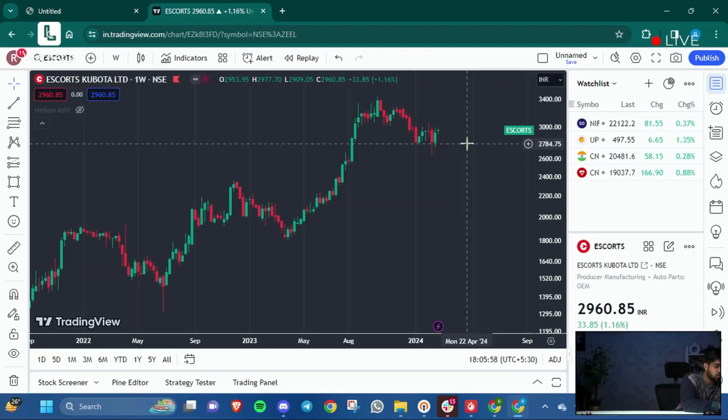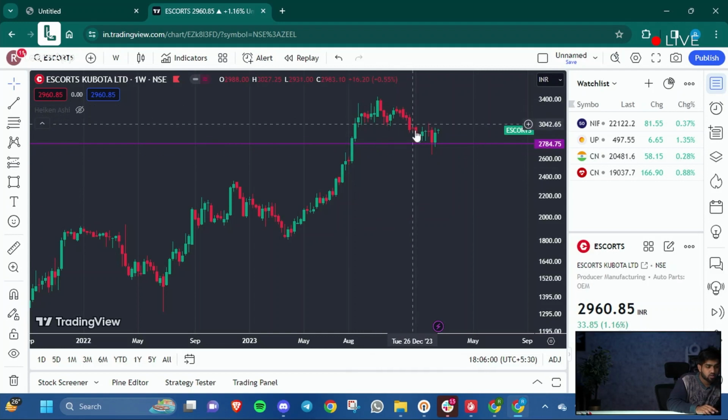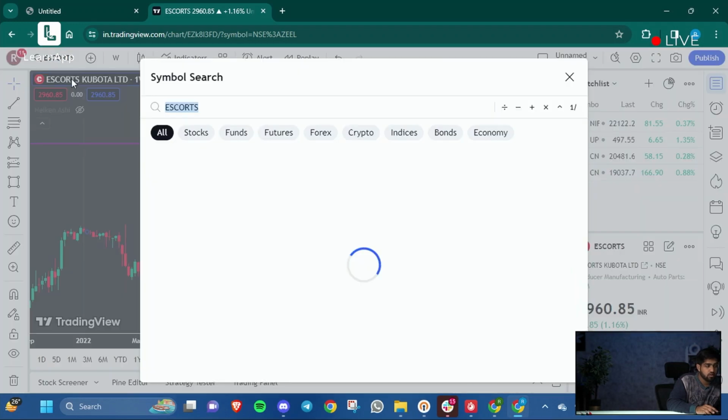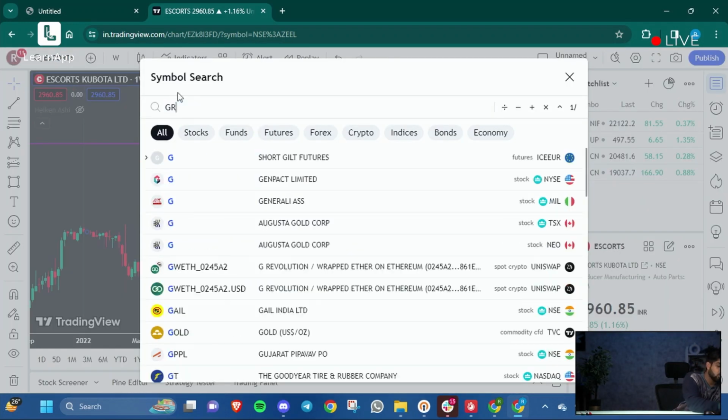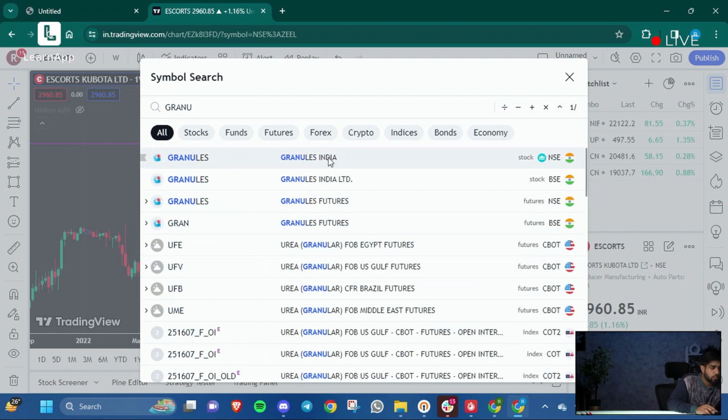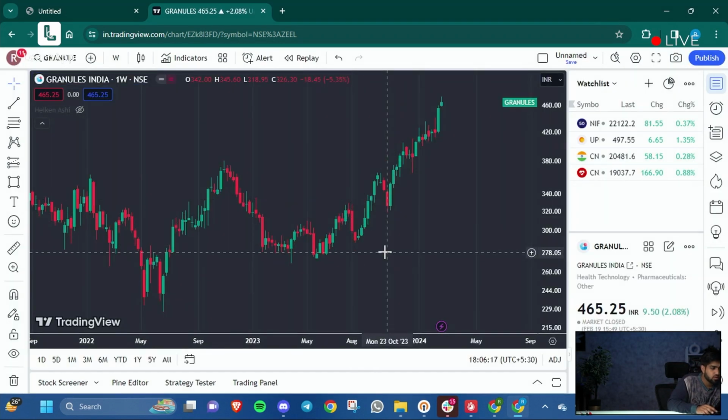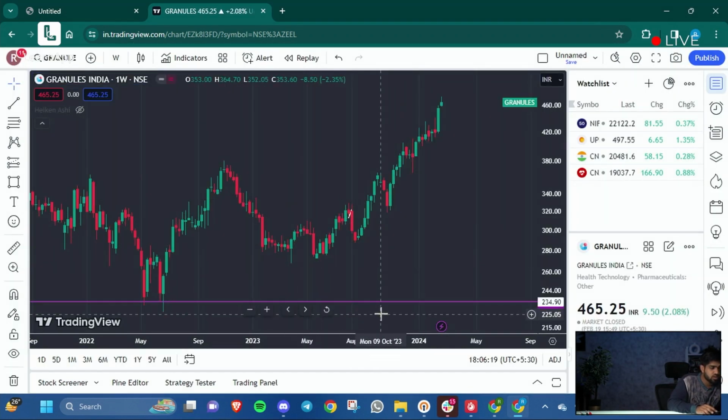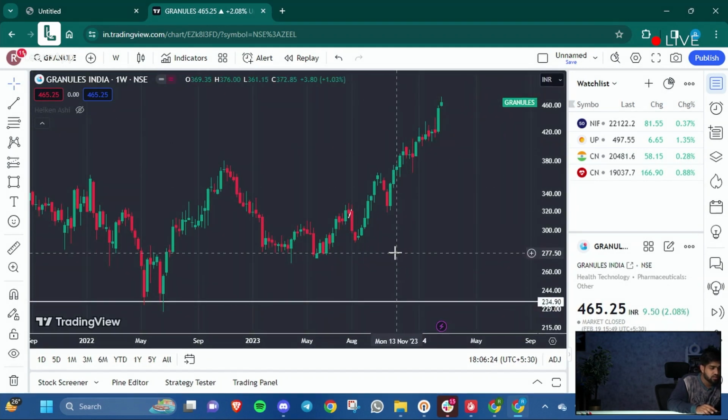Can you see over here, it took support from this point, now again taking support from this point, and now when the third time it will reach, we can have an eye on it. Okay, we can have our eye on it. So this thing, it can happen. Now, what about the granules? Can you see just by the charts that this was a good support level?